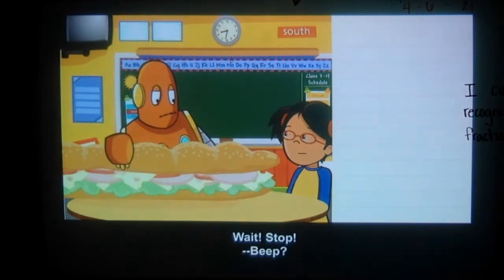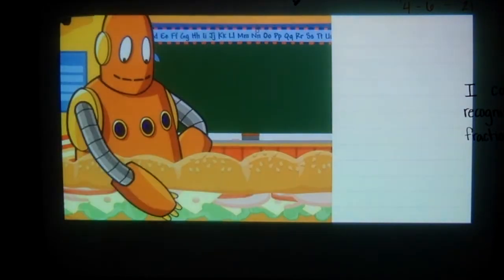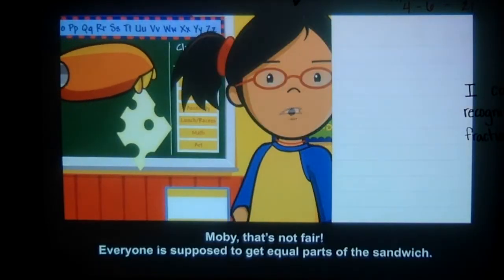Wait, stop. You're supposed to share with the whole class. Moby, that's not fair. Everyone is supposed to get equal parts of the sandwich.